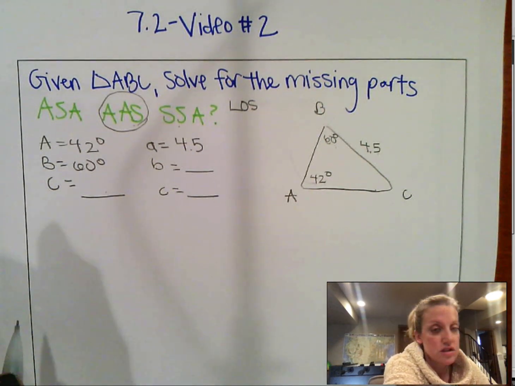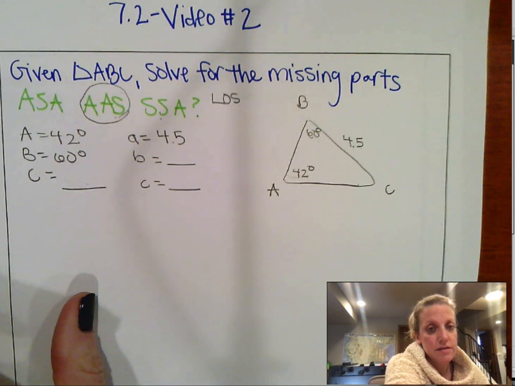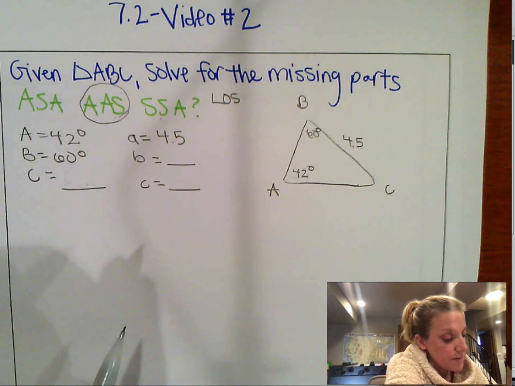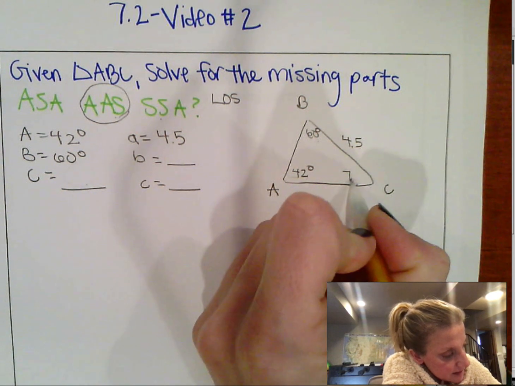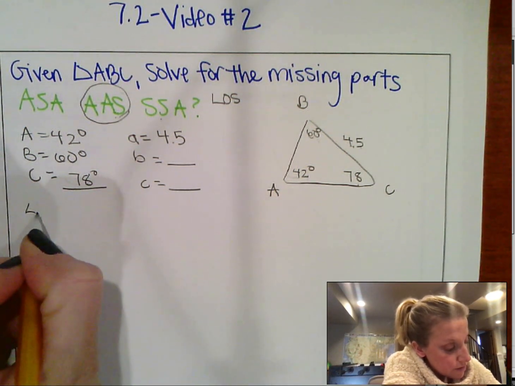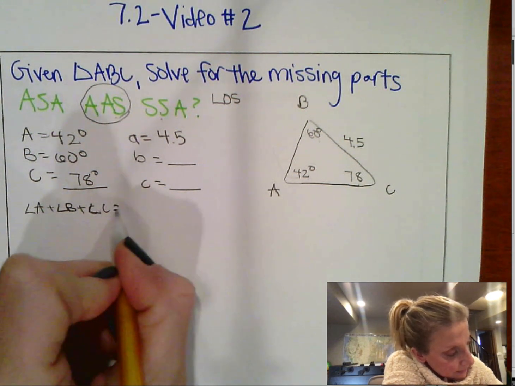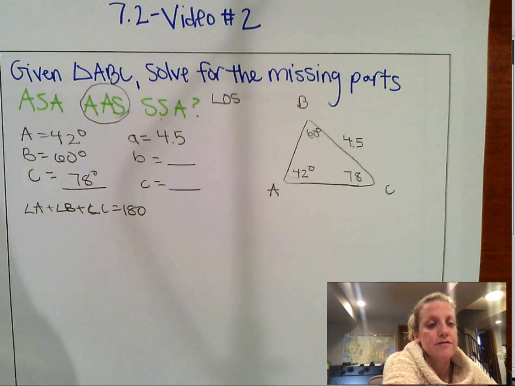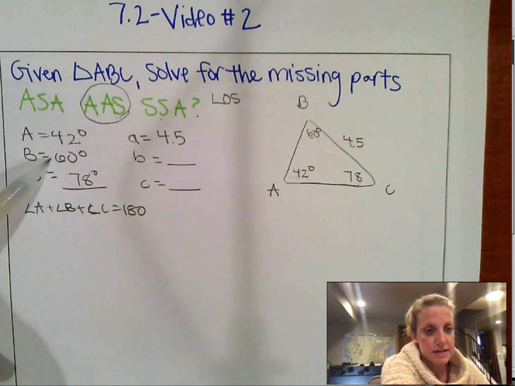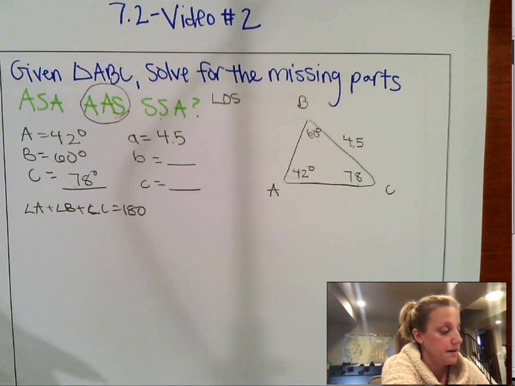Now, before I even start using the law of sines, I think I can figure out what the measure of angle C is without doing any law of sines work. And hopefully many of you are saying, oh yeah, angle C, that's 78 degrees. How did you get 78 degrees? Well, hopefully you remember from your geometry class that the 3 angles of a triangle add up to 180. So if you just did 42 plus 60 and subtracted that from 180, you'd have 78 degrees. These 3 add up to 180.